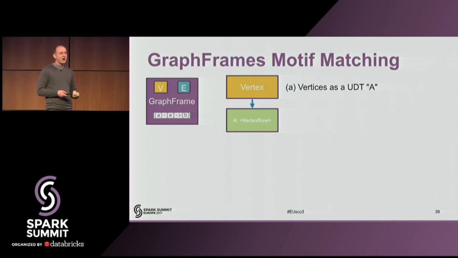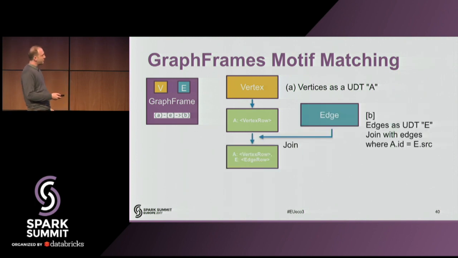We then need to get all of the edges that are incident on those particular vertices. And to do that, we need to do a join. We have to join with our edge DataFrame. So we end up joining with the edge DataFrame, and the value for the A ID matching the edge source is our join condition. And now we end up with a DataFrame that has two columns. One UDT, which is A, which is our start vertex, and then another UDT, E, which is our edge data.